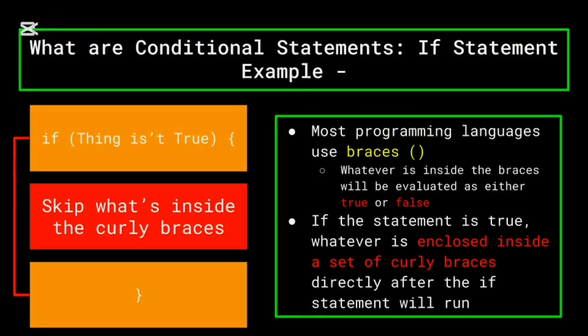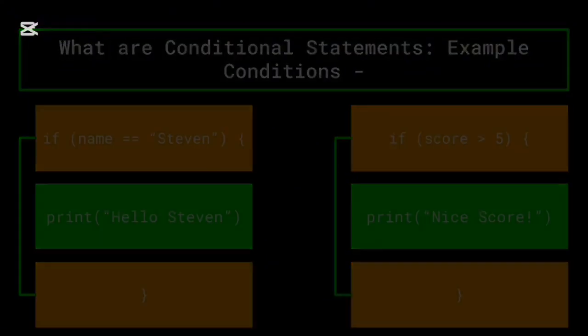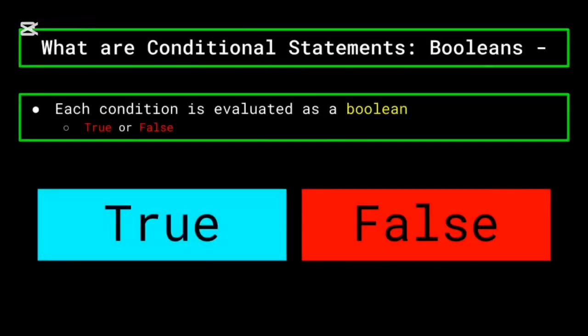Now, the condition within the parentheses can take on thousands of different forms, such as if the value of the string variable name is equal to Stephen, or if the player's score, stored in an int variable, is greater than 5. The list goes on and on. Each of these statements is evaluated as a boolean, which you will remember from when we talked about variables, is either true or false. If the boolean is true, we run the code inside the curly braces. If it's not, we pretend everything inside the curly braces never existed and move on with our code.